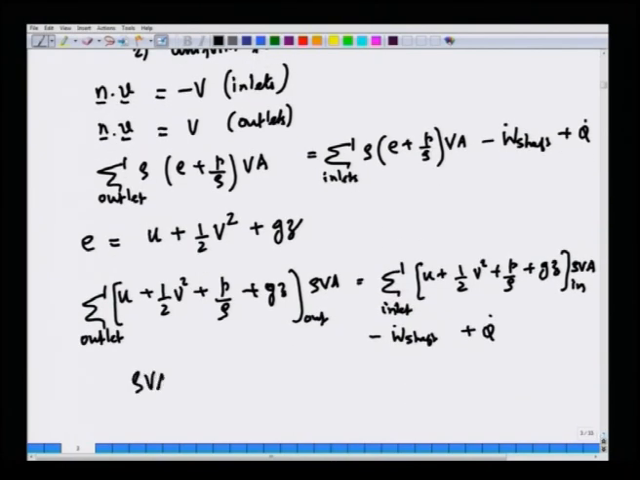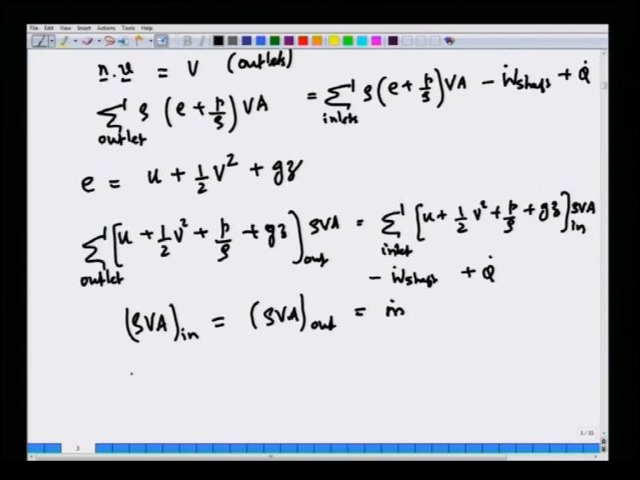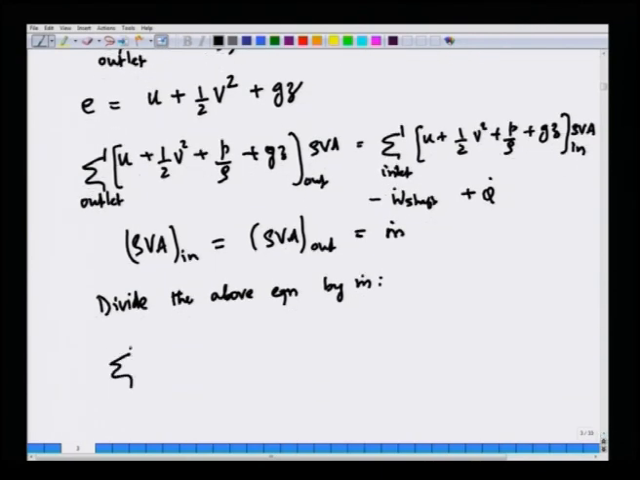Now, rho VA for a steady flow at the inlet should be equal to rho VA at outlets. This is mass conservation. Okay. If there is only one inlet and one outlet, then you know that rho VA at inlet is rho VA at outlet, which is m dot, the mass flow rate. So, we can divide the entire equation by the mass flow rate to give U plus half V squared plus P by rho plus GZ at outlets.